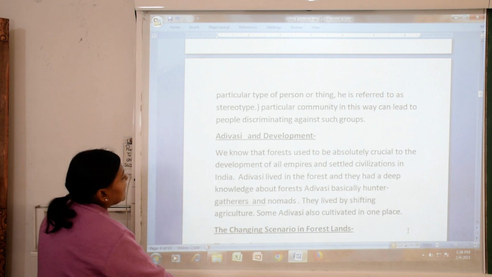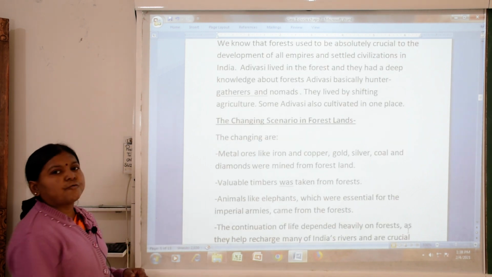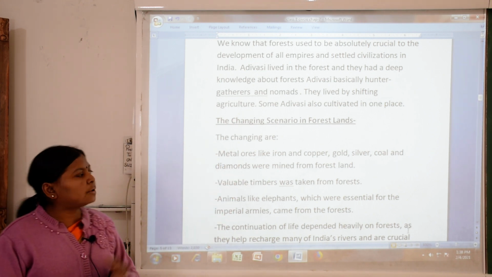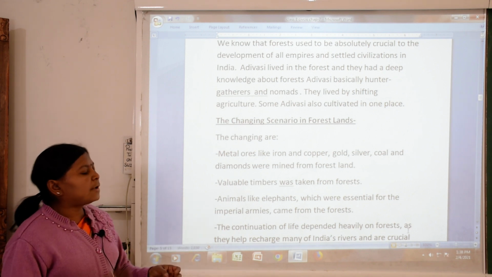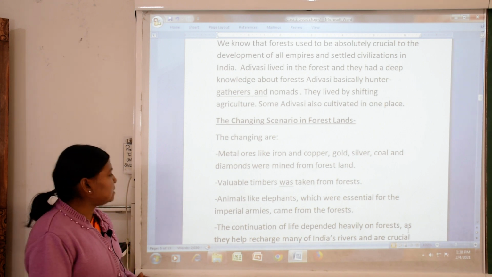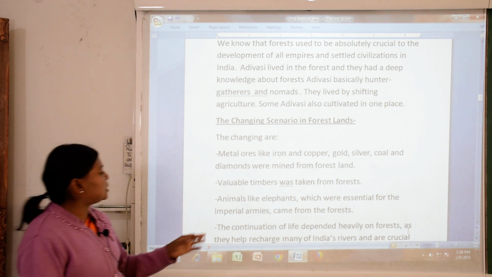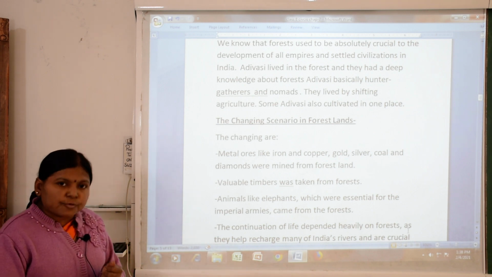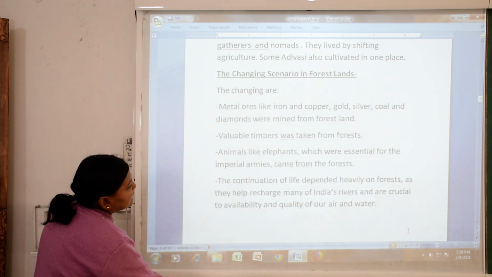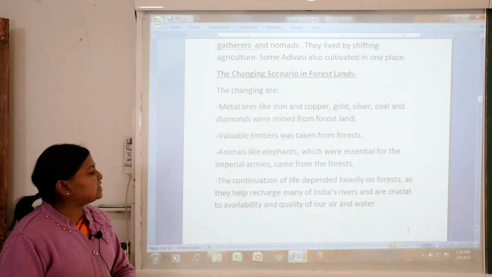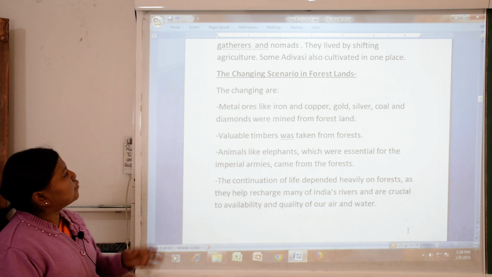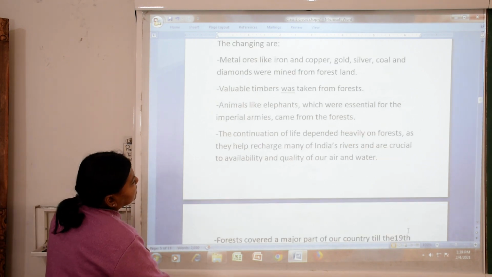What type of changing scenario can we see in the forest lands? Metal ores like iron, copper, gold, silver, coal and diamonds were mined from the forest land. Second, some valuable timber was taken from the forest. Animals like elephants, which were essential for imperial armies, came from the forest. Their life is heavily dependent on the forest, as forests help to recharge many Indian rivers and are crucial to the availability and quality of air and water. So these are some factors which changed these lands.